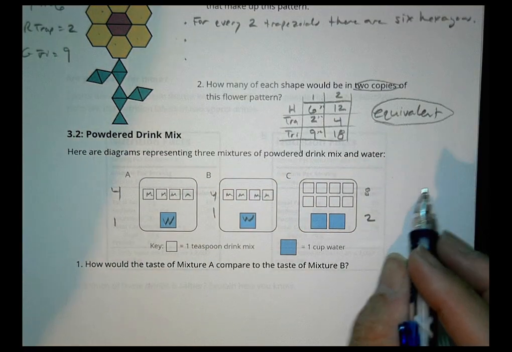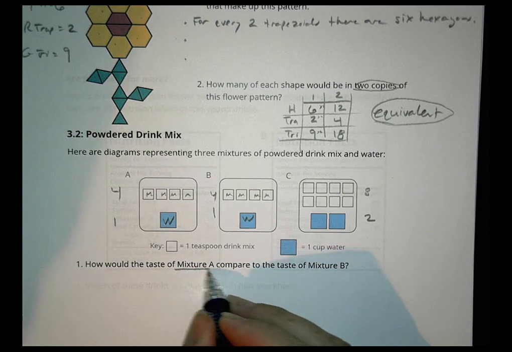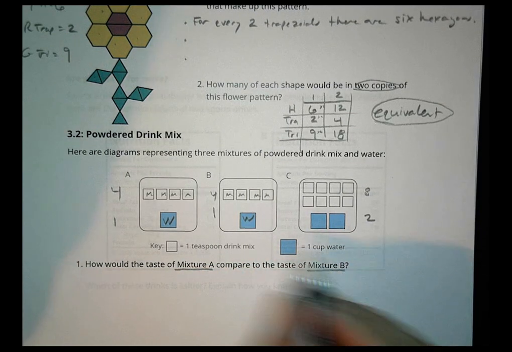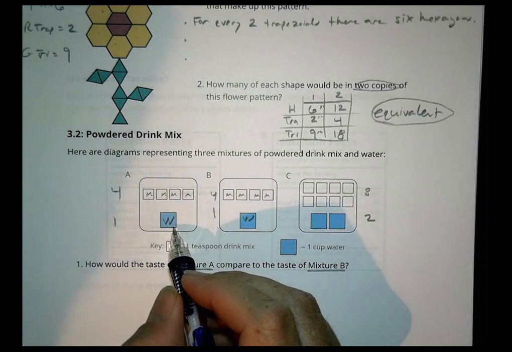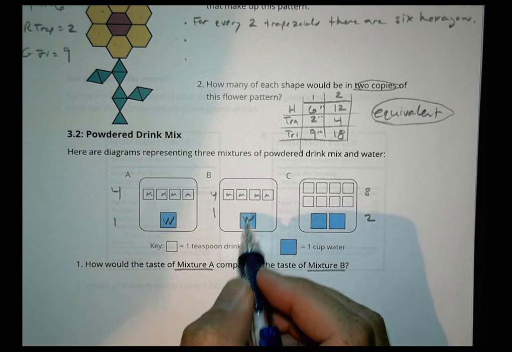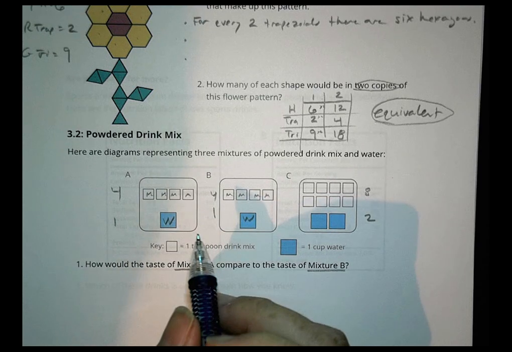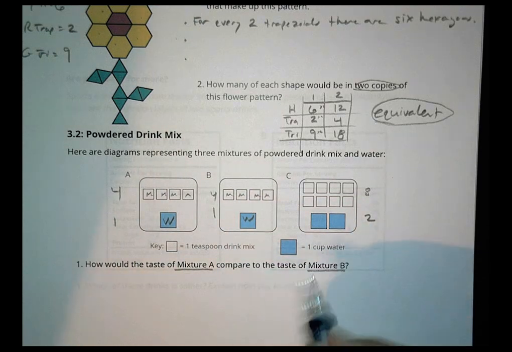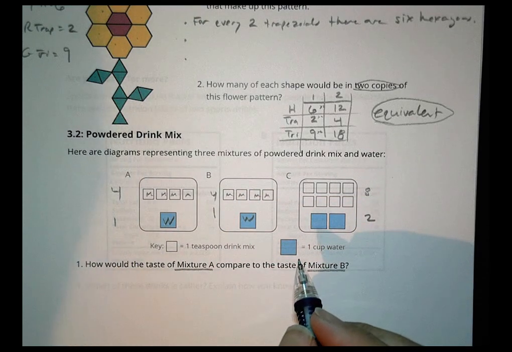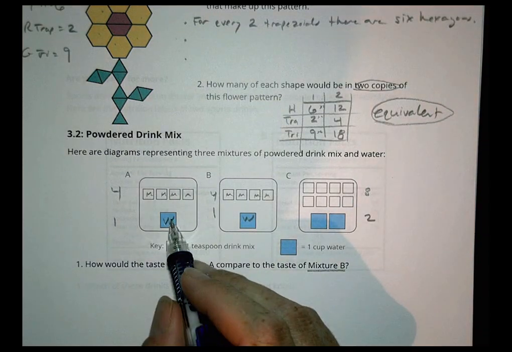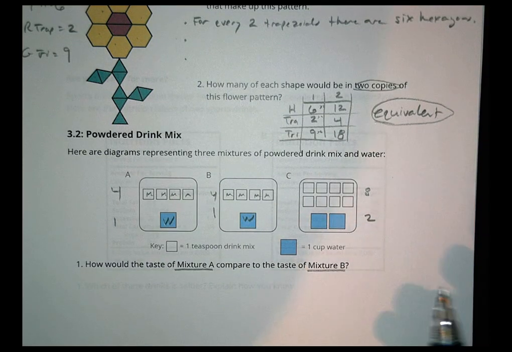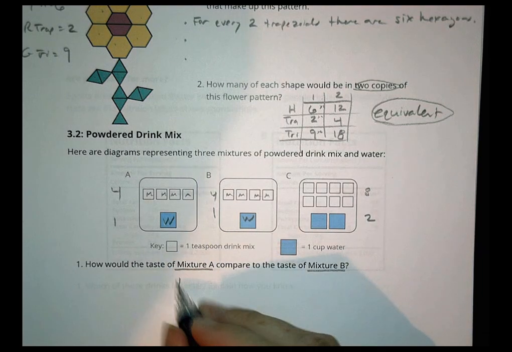All right, how would the taste of mixture A compare to B? This is how I'm making them: 4 scoops of mix, 1 cup of water; 4 scoops of mix, 1 cup of water. How would you predict those would taste when you compare them to each other? Do you see any difference with how you're making them? Hopefully, you're recognizing they look exactly the same, don't they? 4 to 1, 4 to 1. If I measure everything right, they should taste the same.